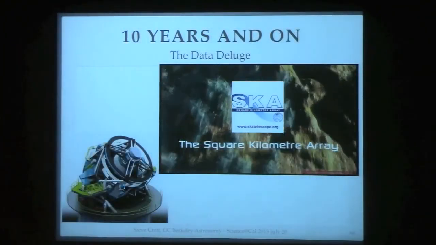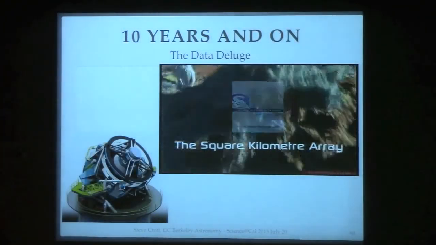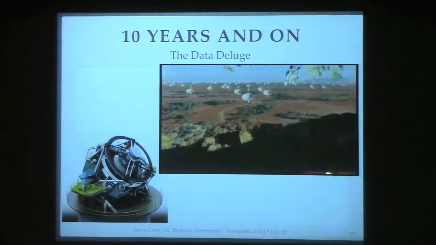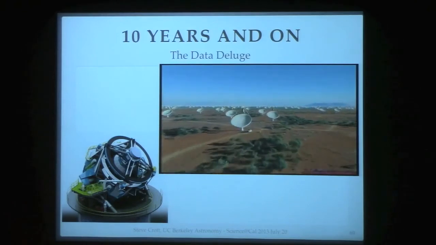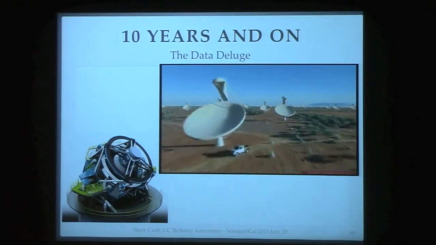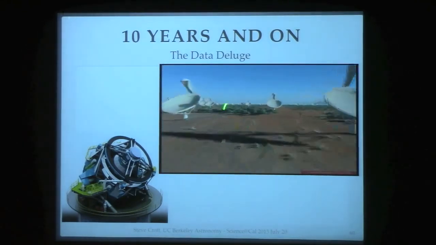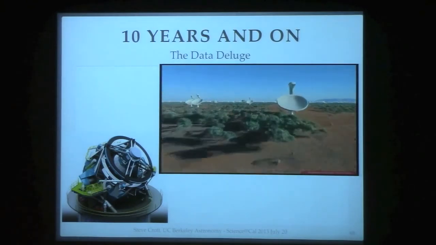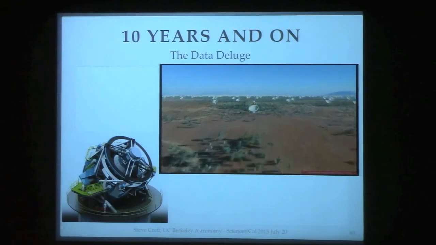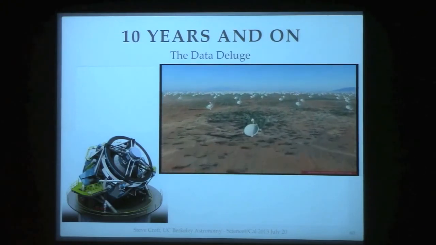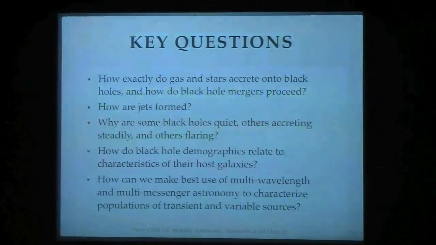And so 10 years and on, we're aiming towards the Square Kilometre Array, a simulation from some guys in Australia. This is now in the early stages of construction in Western Australia and in South Africa. And it's going to be basically thousands of dishes and thousands of these dipole antennas that are really going to transform our understanding of how black holes grow. So I'm going to skip over these.